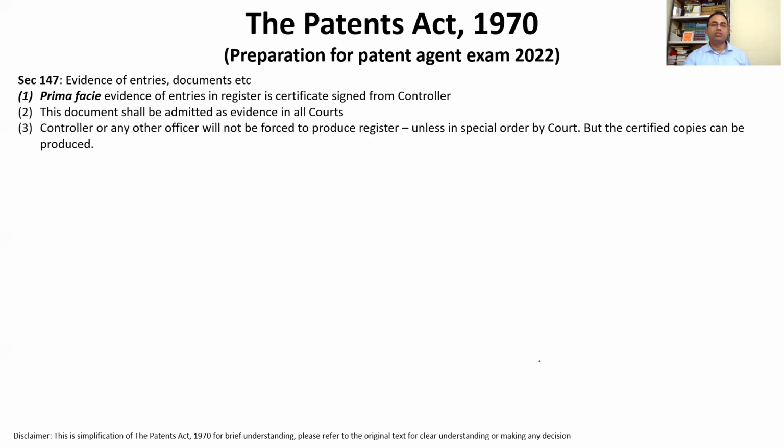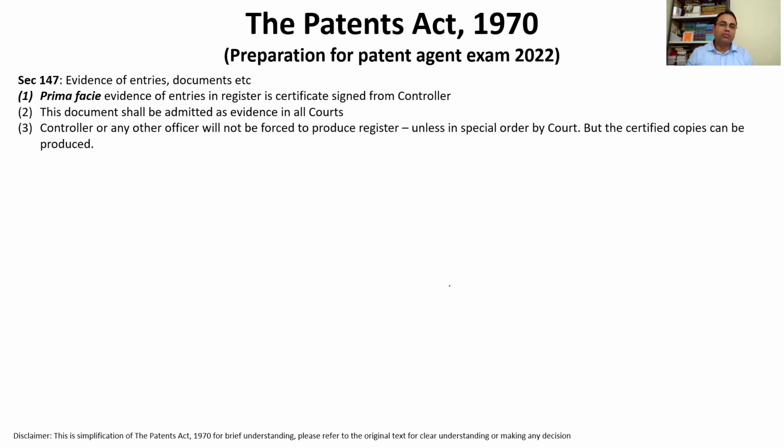Controller or any other officer will not be forced to produce a register unless by a special order of court, but certified copies can be produced. So certified copies are produced. I think these sections apply like earlier, when there could have been only physical registers. So they could take the register itself and produce it in court. But nowadays everything is online, so I don't know how to interpret this.